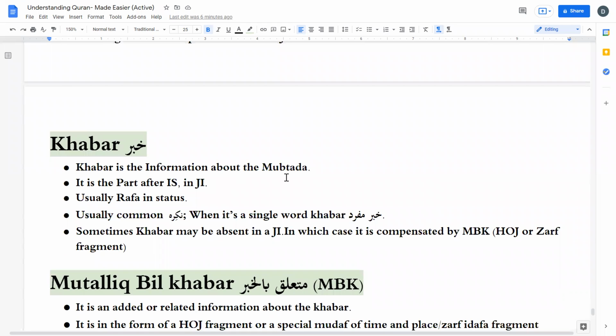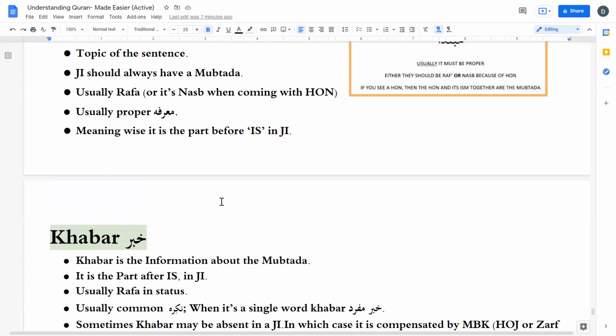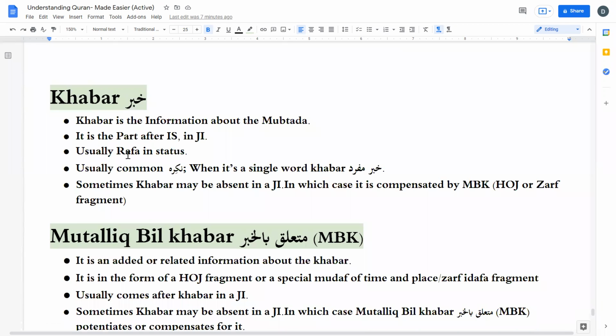Khabar is the information about mubtada. We just learned with the examples. It is the part after mubtada in Jumlah Ismiyah. And one interesting thing, this is also rafa in status. You can say khabar is the predicate. Roughly, if you translate it in English, khabar is the predicate. And khabar is rafa in status.